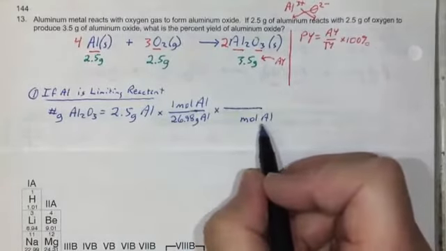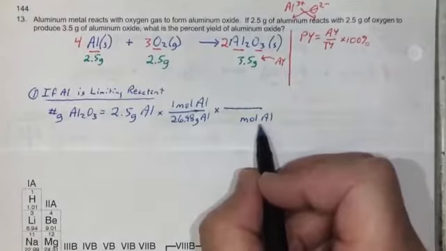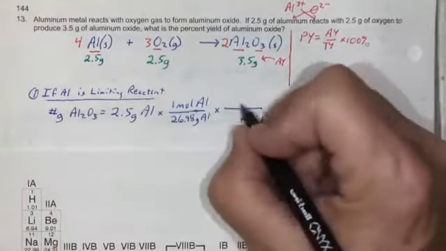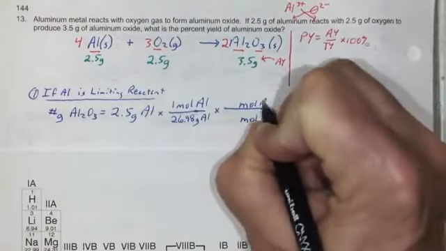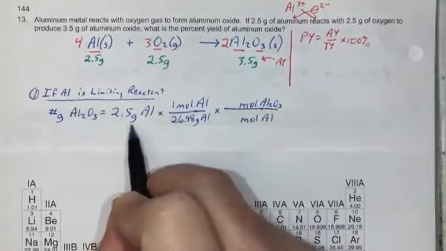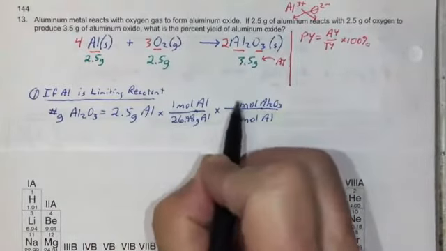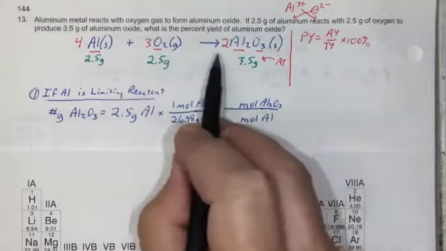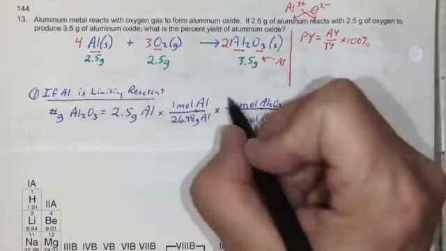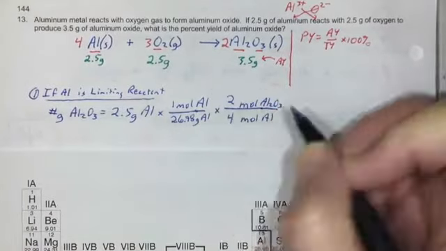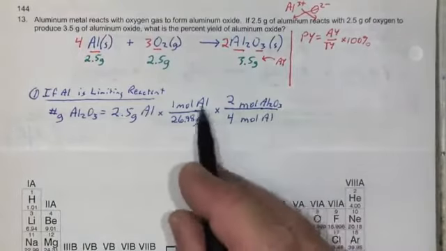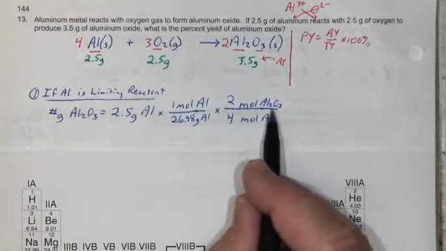Now this is where we wake up screaming mole to mole ratio. From the balanced equation, I want to know how many moles of aluminum oxide, Al2O3, I can get from this much aluminum. And so what is the mole to mole ratio going to be? Well, you get 2 moles of aluminum oxide for every 4 moles of aluminum. That's the correct mole to mole ratio. Now, moles of aluminum cancels, and I have it in moles of aluminum oxide.